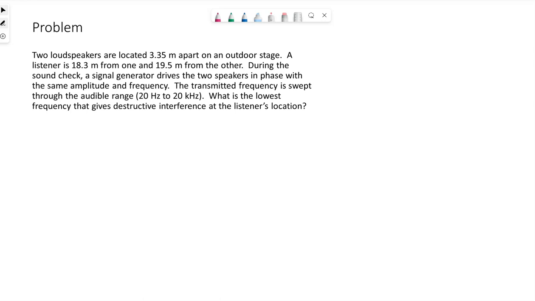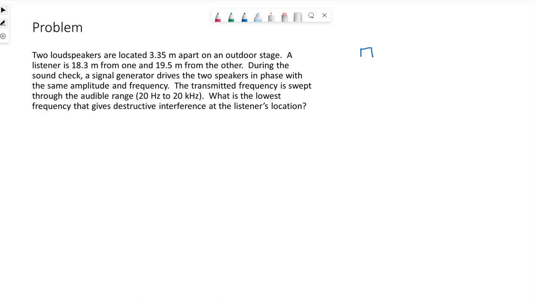The transmitted frequency is swept through the audible range, which is 20 hertz to 20 kilohertz. What is the lowest frequency that gives destructive interference at the listener's location?